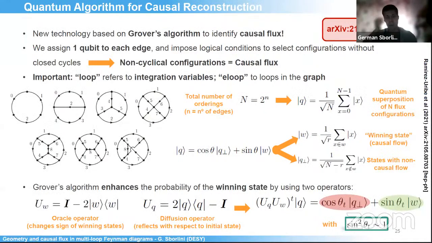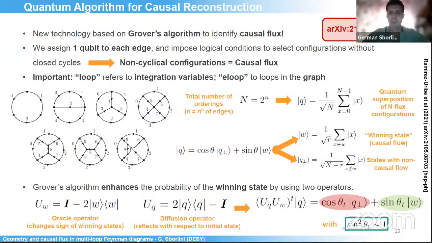And in May, we published a paper in which we were able to identify the causal fluxes, which are a crucial ingredient to obtain the causal representation, by using Grover's algorithm. This algorithm essentially uses one qubit, that is a quantum bit, to represent the orientation of each edge or multi-edge. And then we impose some logical conditions to select configurations that don't have cycles. By doing some theoretical studies, we realized that the causal flux is equivalent to configurations without cycles. So we force this algorithm to look into those configurations that are non-cyclical.